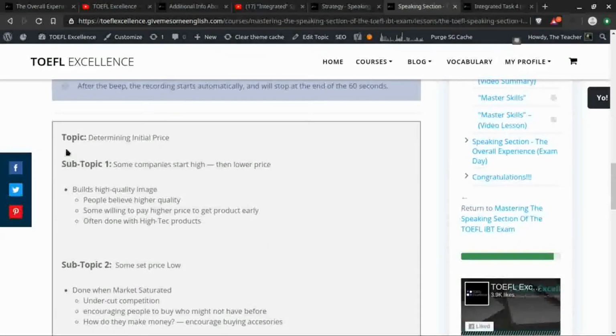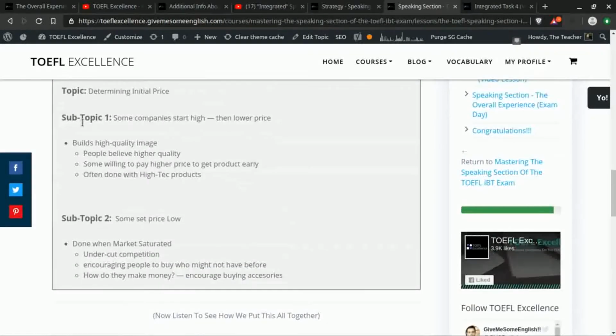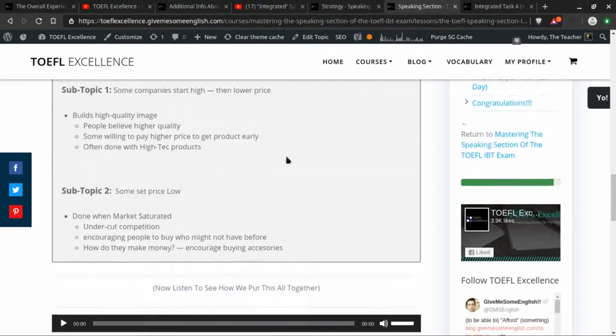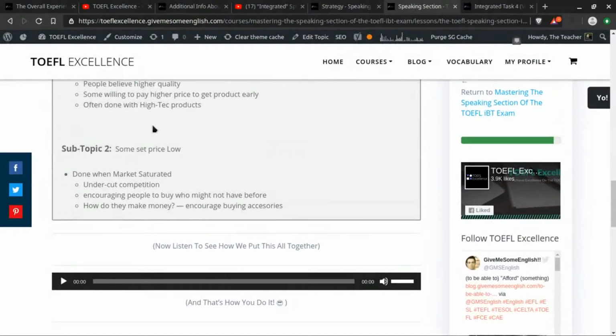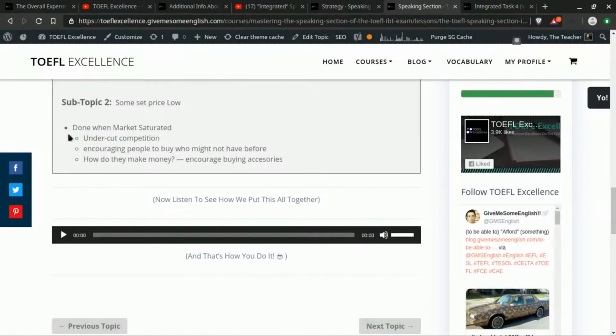So first of all, the main topic was about determining initial price. And then she clearly stated this is done in 2 ways. Okay, the first one is to set prices high and then lower them, and then give some explanations about why that's advantageous. And if this was a different example, maybe they would talk about the good things and the bad things about each one. The second one, she's talking about why some people set the price low and what the advantages of that are.